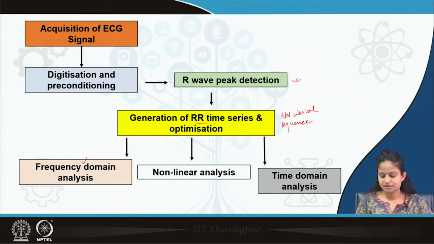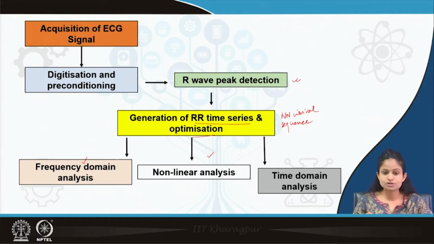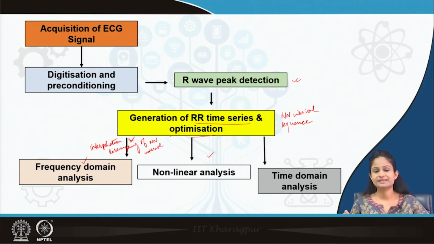So, RR time series and optimization is obtained from the R wave peak detections, and we get nonlinear analysis and time domain analysis, and frequency domain analysis is obtained from the interpolation and resampling of NN interval sequence. So, from that we get frequency domain analysis.